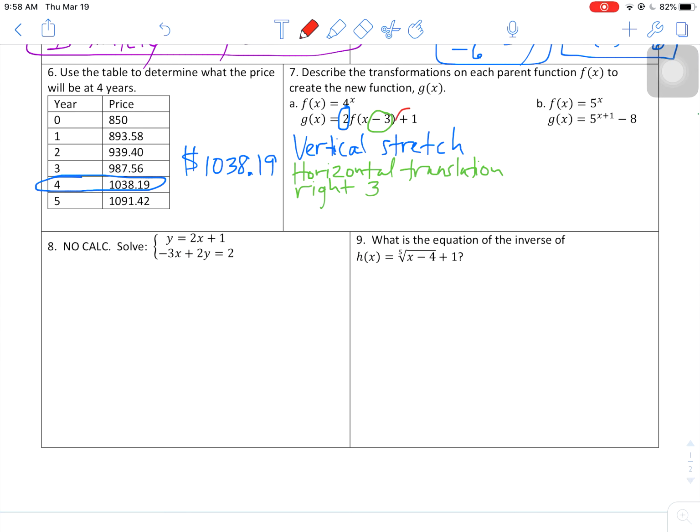The plus 1 in the back, that's a vertical translation, and those are as they should be. So up is positive, down is negative. Vertical translation up 1.